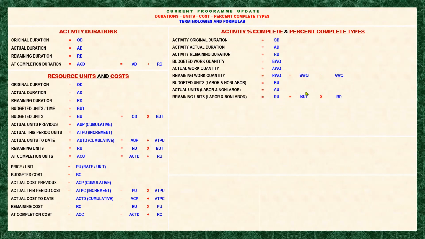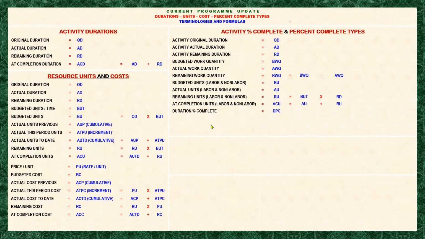So this is equal to the budgeted unit per time multiplied by the remaining duration. And we have here the at completion units, that is equal to the actual units. Actually, this is the cumulative actual units plus the remaining units.